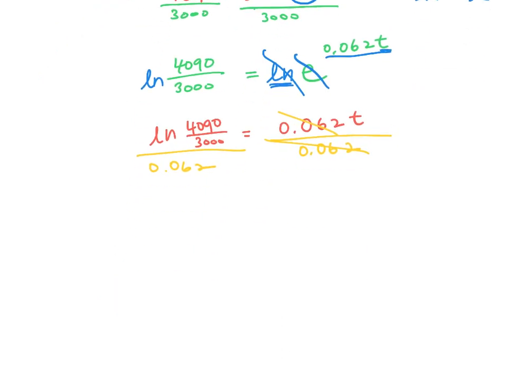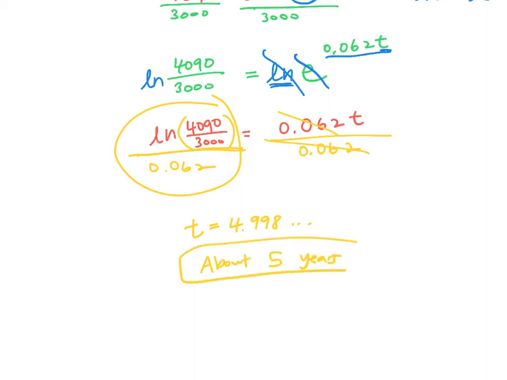And plugging this whole thing into your calculator, so it's the natural log of that, then divided by 0.062, t is going to be 4.998... I would tell you specifically what to round to, but in this case, you can just say it's about 5 years. So it would take about 5 years until you have an interest of $1,090. Again, pay attention to the directions. I might say round to the nearest hundredths, thousandths, tenth, that type of thing.